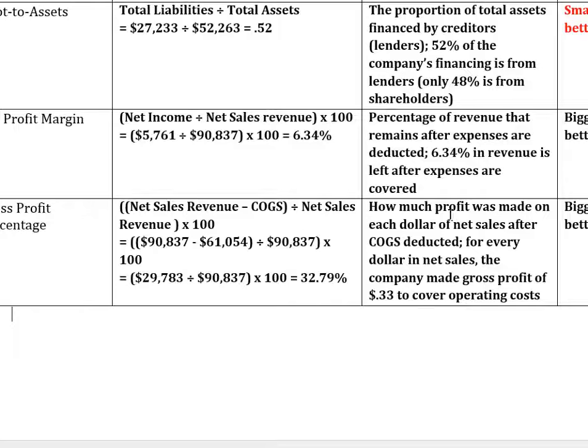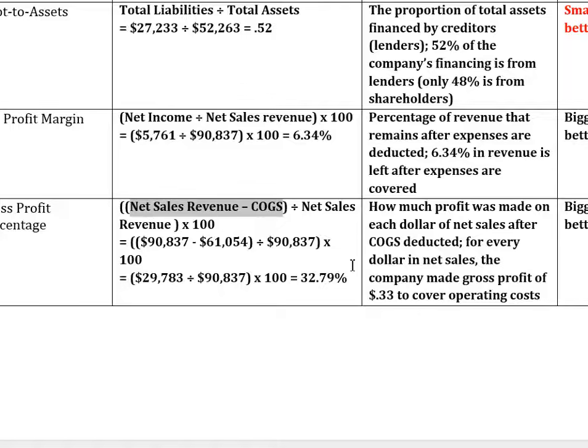It tells us how much profit was made for each dollar of net sales after cost of goods sold is deducted. So in other words, how much gross profit did we make on each dollar we sold, on each dollar in net sales revenue, right? So for each dollar of net sales revenue, what percentage of it was gross profit?